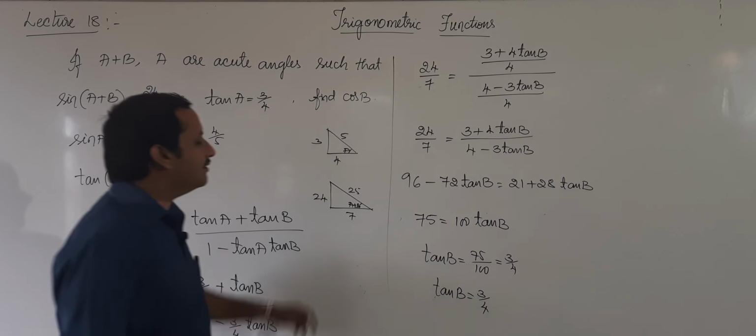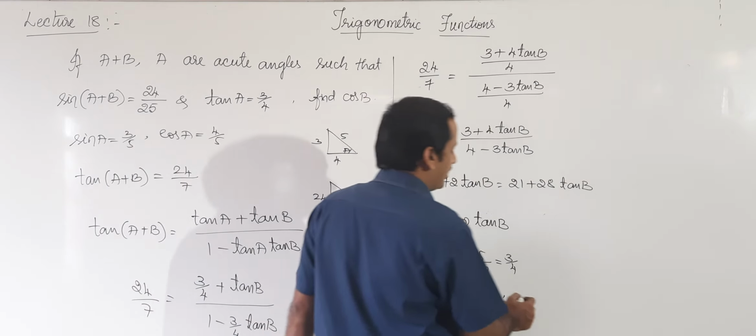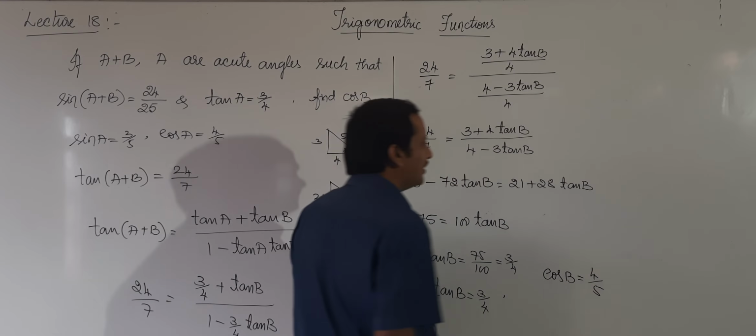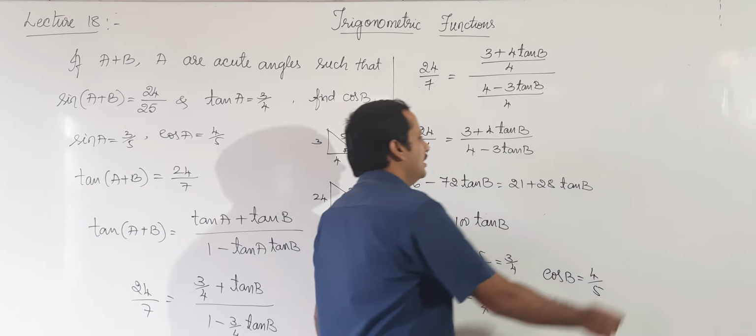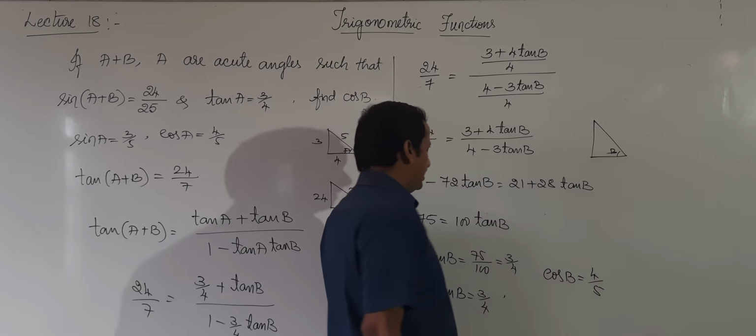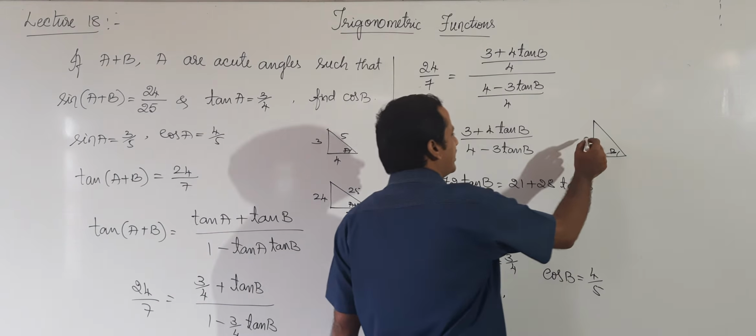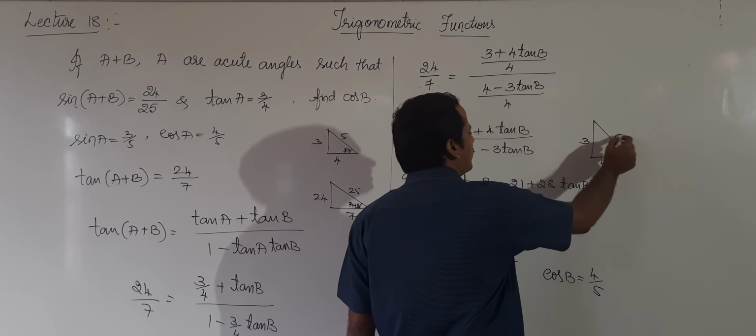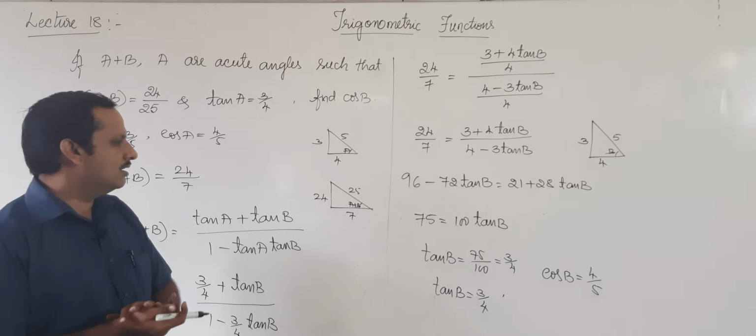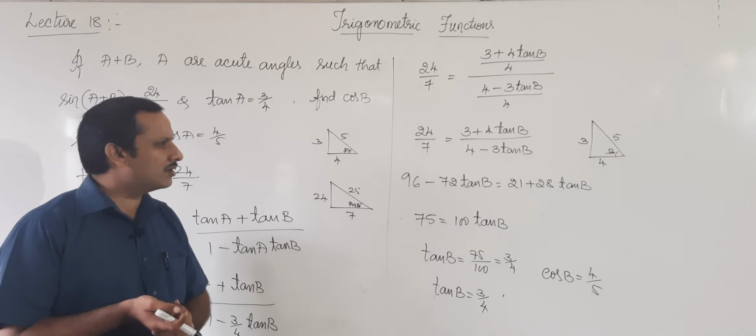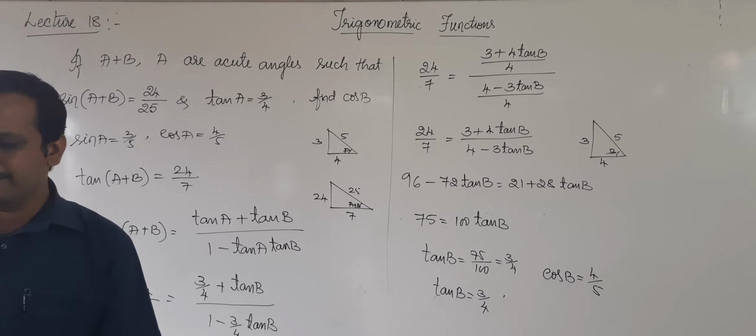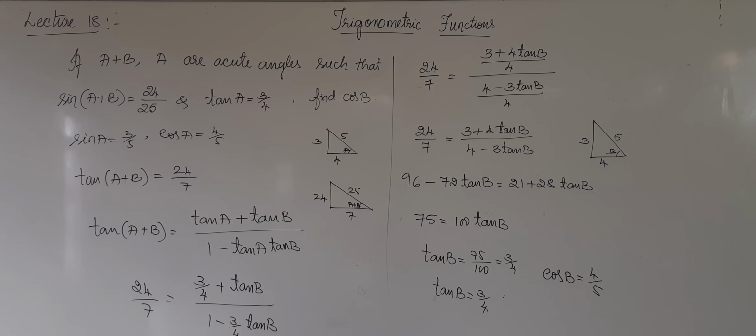But what is the question? Find cos B. If tan B is 3 by 4, cos B will be equal to 4 by 5. How 4 by 5? Consider another right angle triangle. Let this angle be B. Tan B they have defined as 3 by 4, so this should be 5. 3, 4, 5 Pythagorean triplets. So cos B must be equal to 4 by 5, adjacent by hypotenuse. Okay. Next.